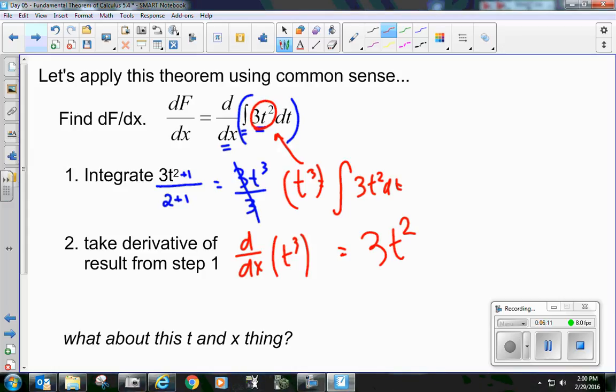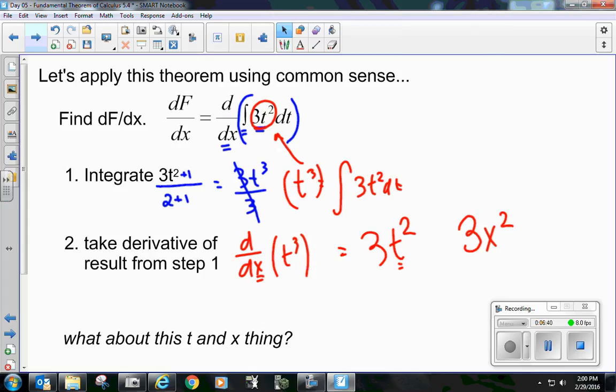But what about this t and x thing? Okay? If you're going to take a derivative with respect to x, all they're telling you to do is just change this variable. That's all. There's no rhyme or reason besides, okay, we're taking a derivative with respect to x now. So your variable should now be an x instead of a t. The answer is not 3t squared, it's 3x squared.